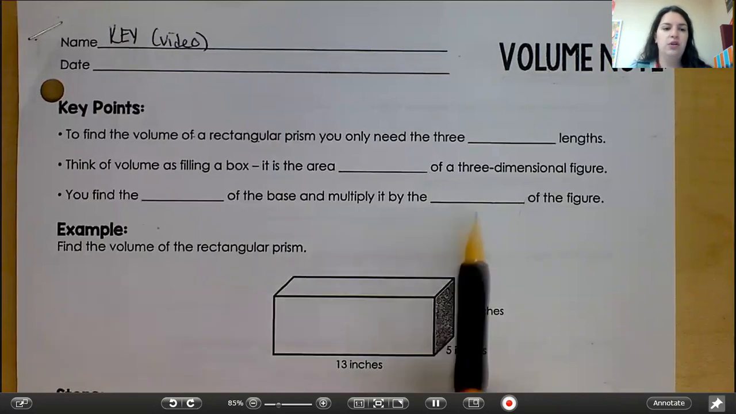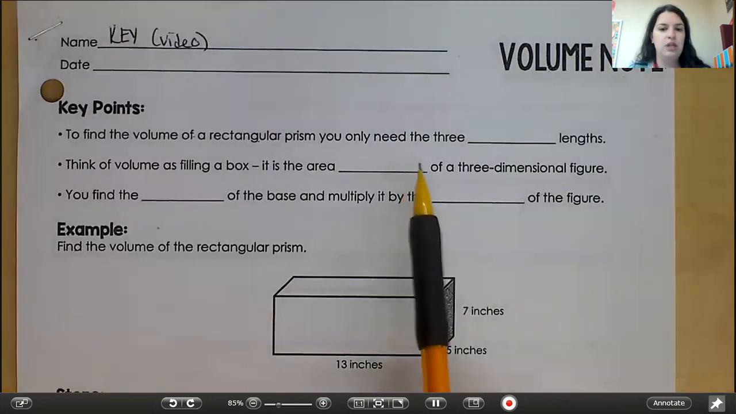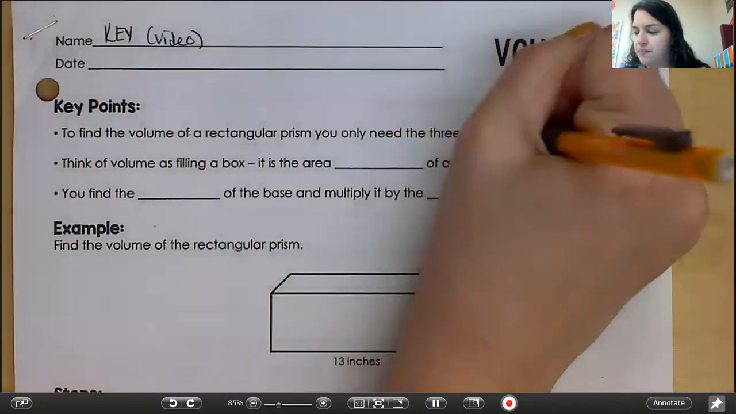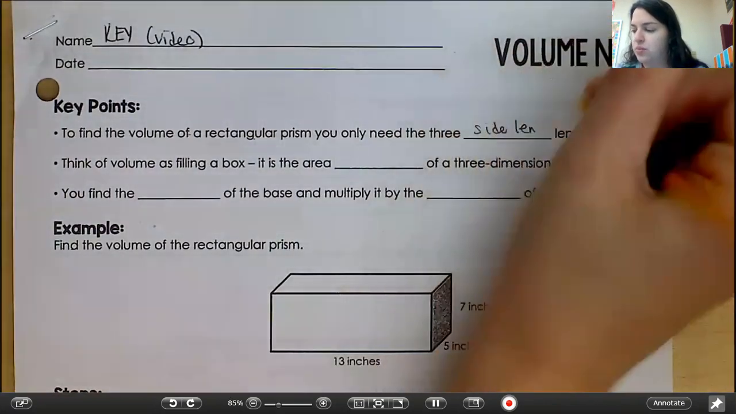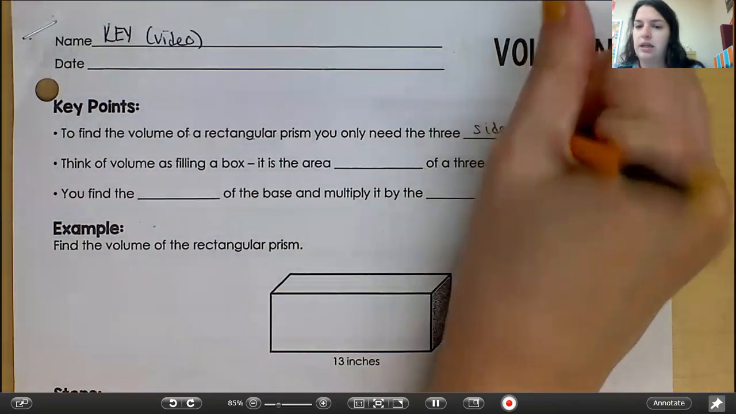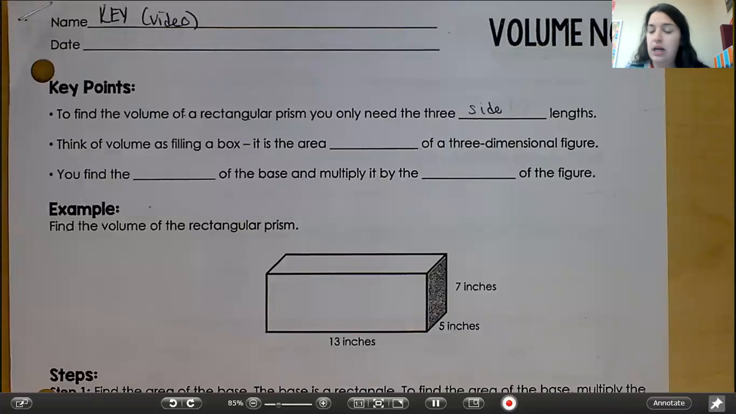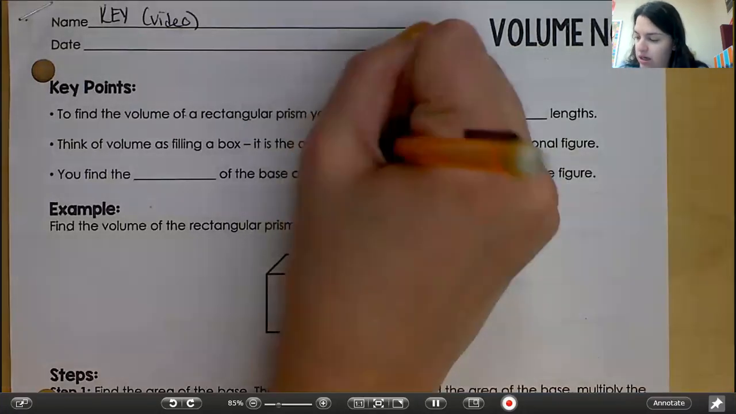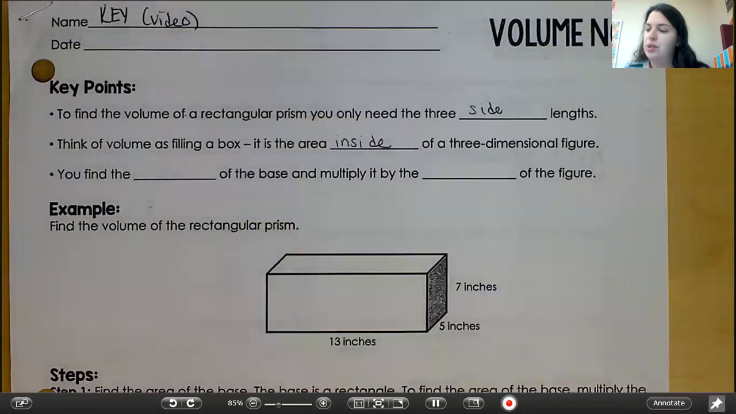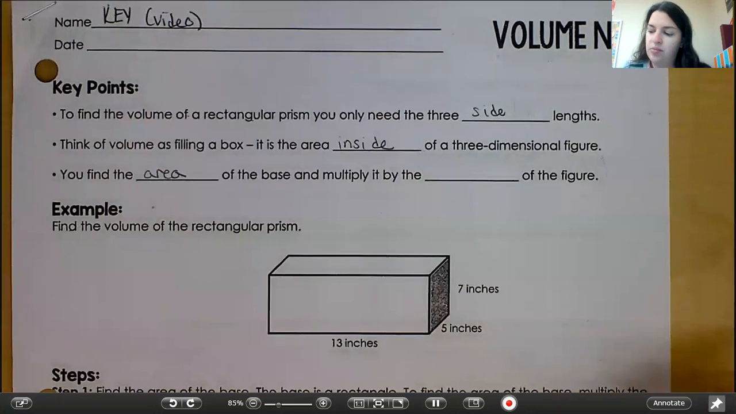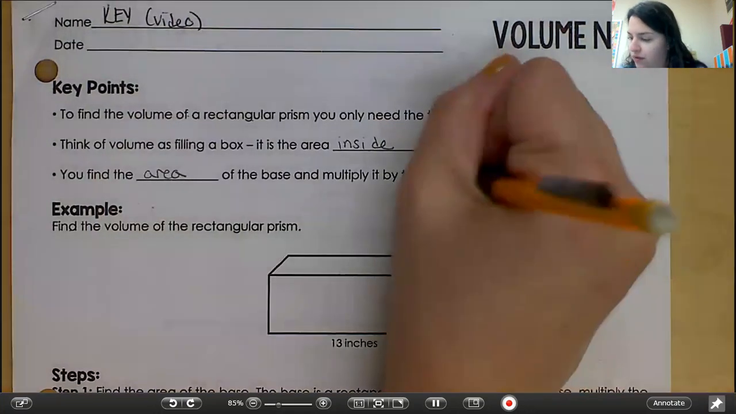So, to find the volume of a rectangular prism, you only need the three side lengths. Oops, don't need the word lengths, just side lengths. Think of volume as filling a box. It is the area inside of a three-dimensional figure. You find the area of the base and multiply it by the height of the figure.